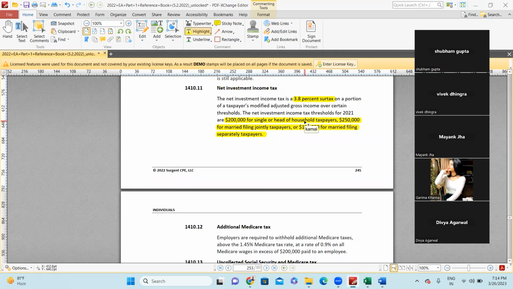Yes sir, but if our investment income is 130,000? Yeah, then yes, then you come in this bracket, 125,000, married filing separately.